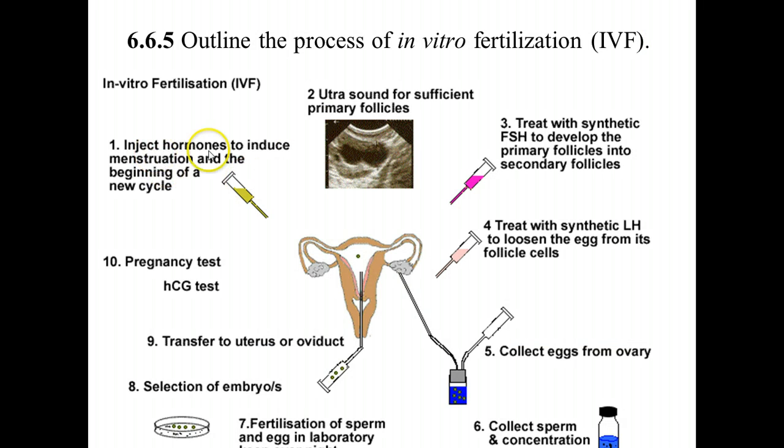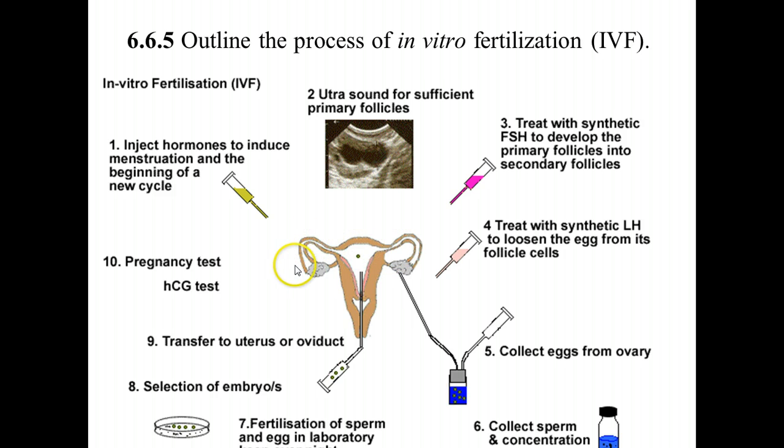So here's another slide. So they inject hormones to induce menstruation and ovulation. They do an ultrasound. There's a little more detail. They put in synthetic FSH to develop those follicles and the eggs. They treat with LH to loosen the egg to cause ovulation. They collect the eggs from the ovary. They collect sperm. They fertilize the two. They select embryos, which we'll talk about in just a second. They can select embryos. They transfer the embryos to the uterus or directly to the oviduct.